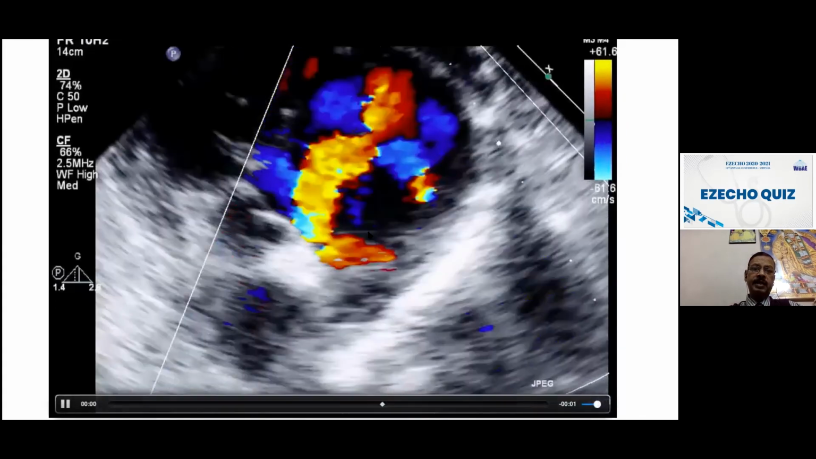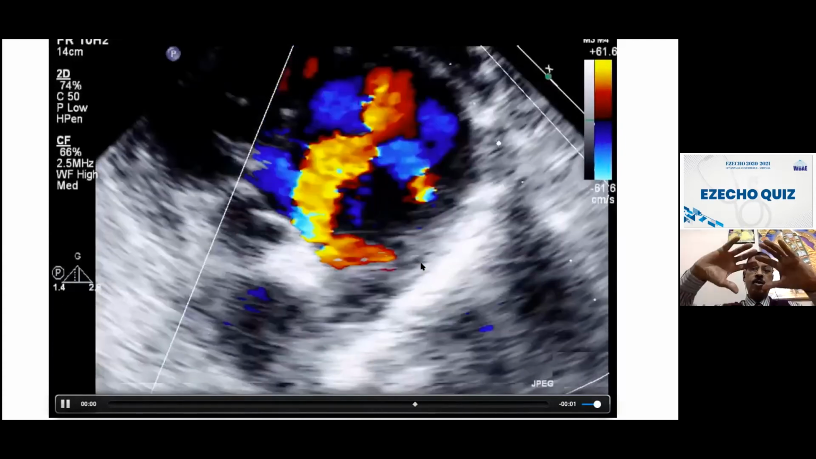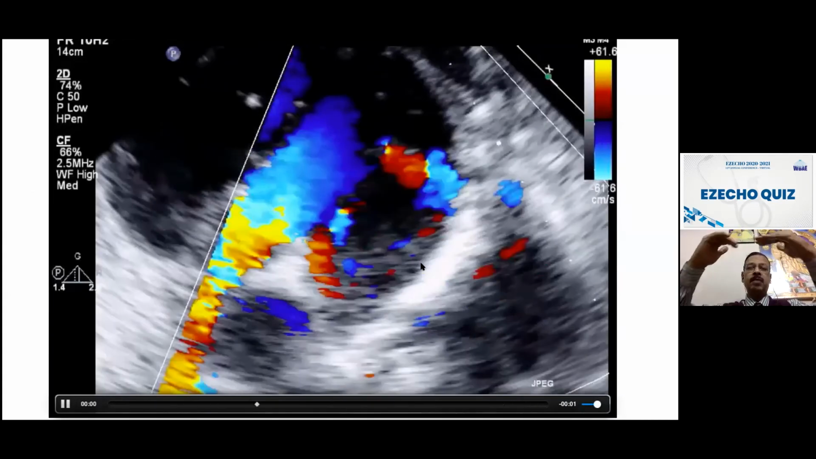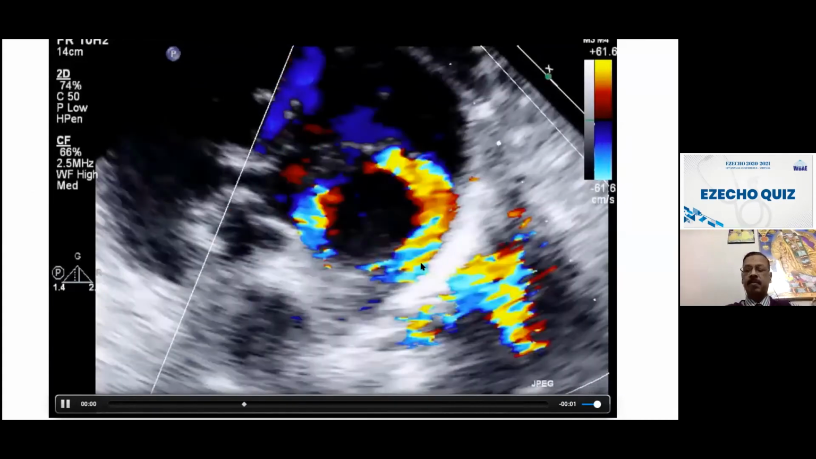And here is the end-on view, where you can see a membrane occupying the whole of the left atrium, and the pulmonary venous flow is going around this to reach the mitral valve.